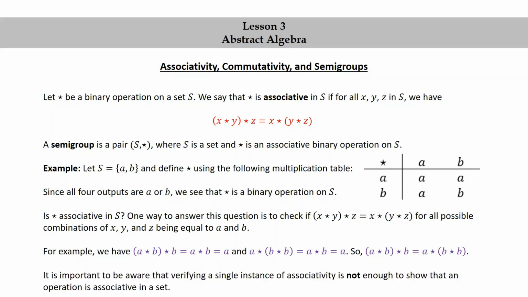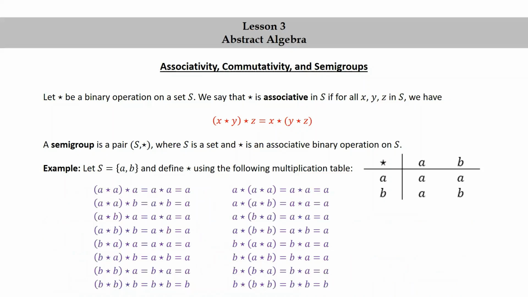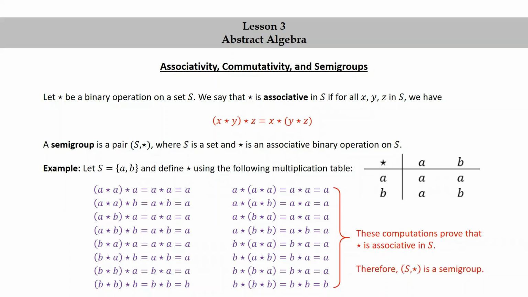It is important to be aware that verifying a single instance of associativity is not enough to show that an operation is associative in a set. All possible instances must be verified. So here's what it looks like when we verify all possible instances. Notice that there are 8 instances in total. And these computations prove that star is associative in S. Therefore, (S, star) is a semigroup.